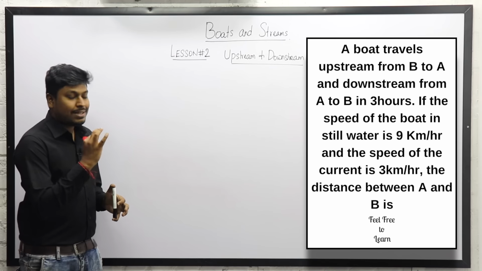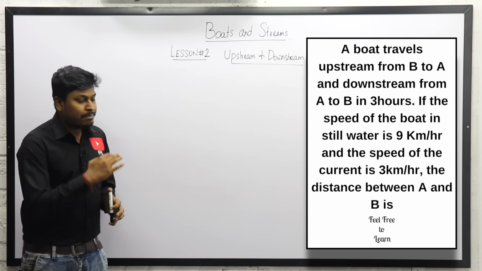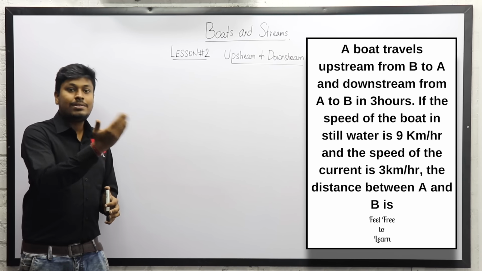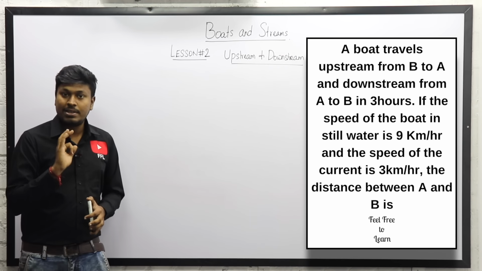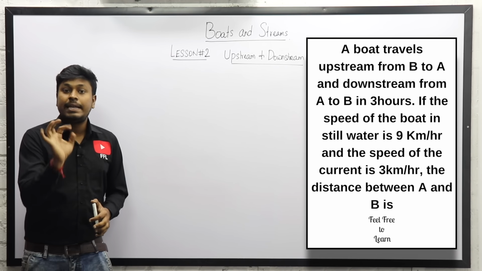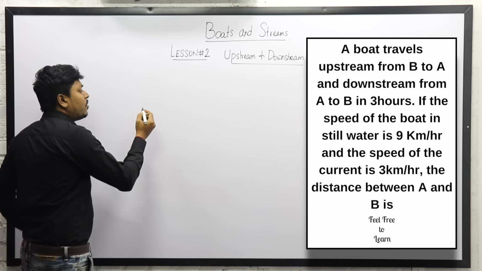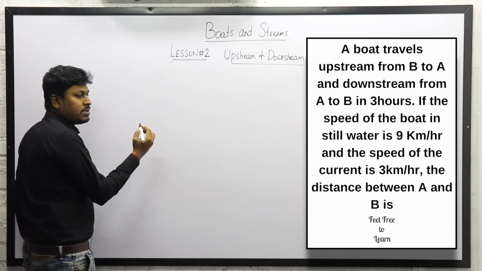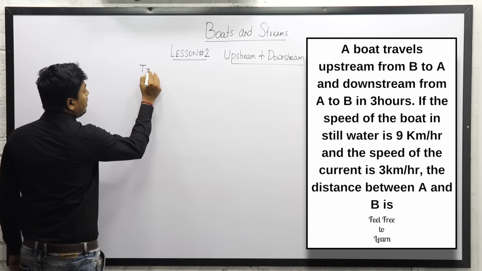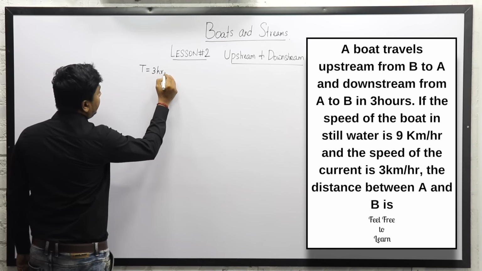Initially, a boat travels upstream B to A as well as downstream A to B in 3 hours. What is the meaning of it? The total time taken is given, that is for the boat going upstream as well as downstream. The total time taken will be 3 hours. This is the first data they have given.